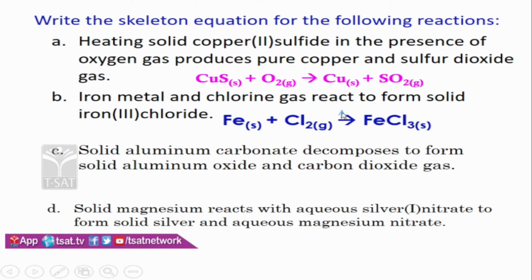Here delta represents heat. So, in examinations you will be given the reactants Fe and Cl2. You are supposed to write the answer, the product. Product options will be given, 4 options. You have to select the right appropriate option.